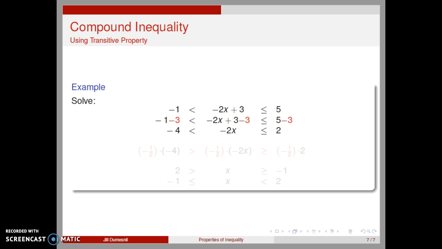Again, we want to multiply by negative 1/2, and we must reverse the inequality signs. So 2 is greater than x is greater than or equal to negative 1. It's somewhat usual to write inequalities in numerical order, so we would flip this around and write negative 1 is less than or equal to x is less than 2.